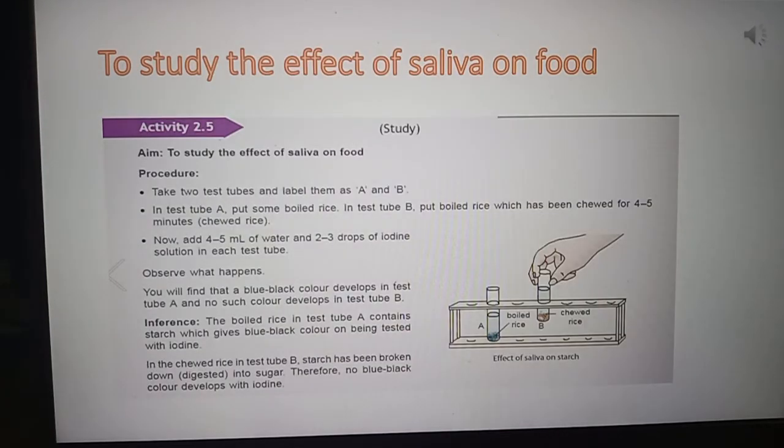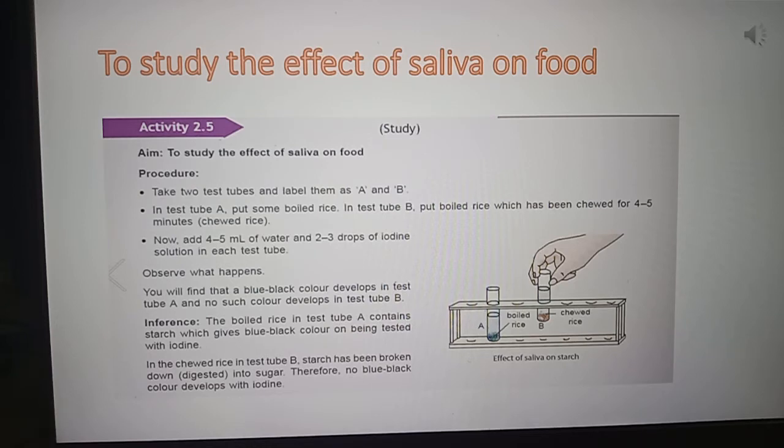Next we are going to study an activity. Now what is this activity regarding? This activity is to show the role of saliva on food. Meaning, what is the role of saliva on food?